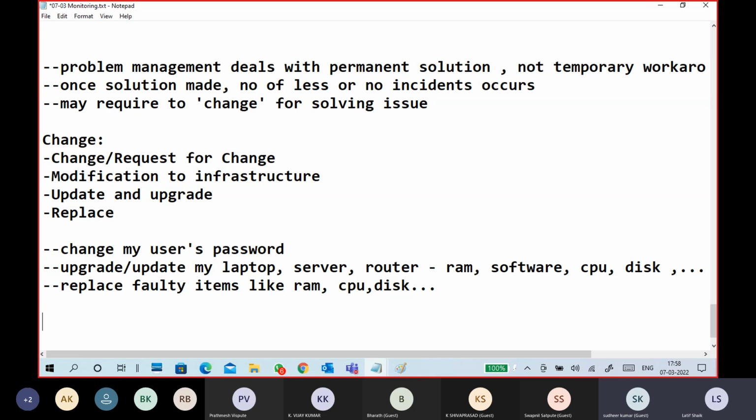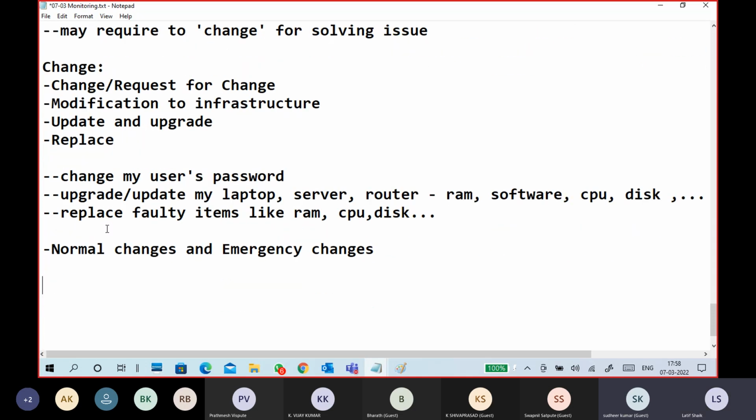Sometimes with updates and upgrades, like when I want to upgrade my laptop, it requires a lot of things: normal changes and emergency changes. Sometimes I want to add extra RAM, so it is a normal change based on my budget. An emergency change is when suddenly my server RAM is not working, so I remove it immediately and reinsert it. Like that.